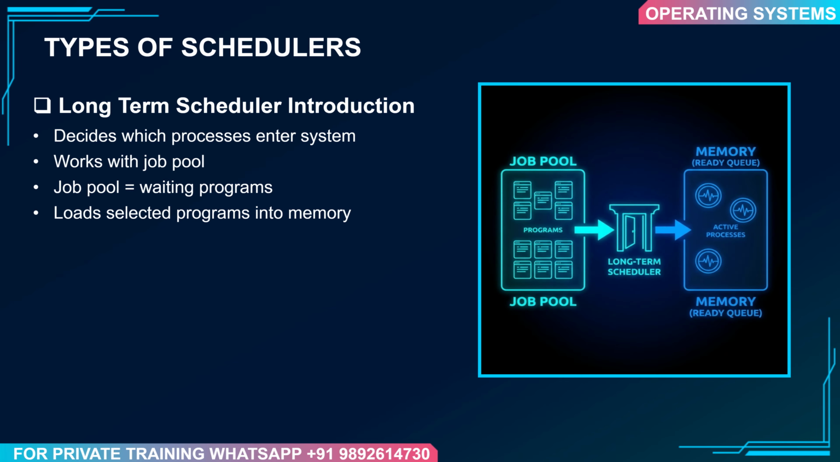Let us start with the long-term scheduler. This scheduler decides which processes are allowed to enter the system in the first place. Think back to the idea of a job pool, which we briefly touched upon when discussing process scheduling. The job pool is a collection of all programs that are waiting to be executed. The long-term scheduler picks some of these programs and loads them into memory so that they can become active processes.